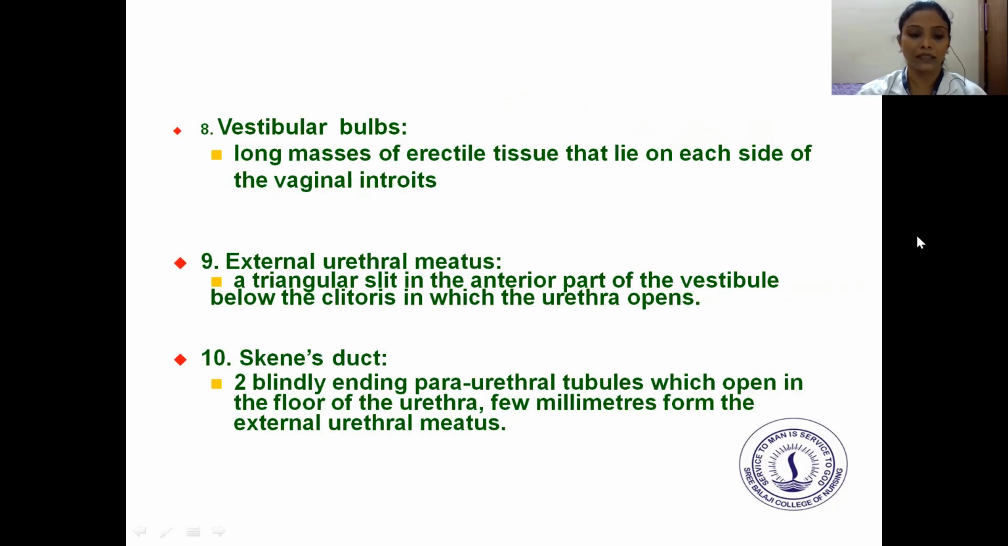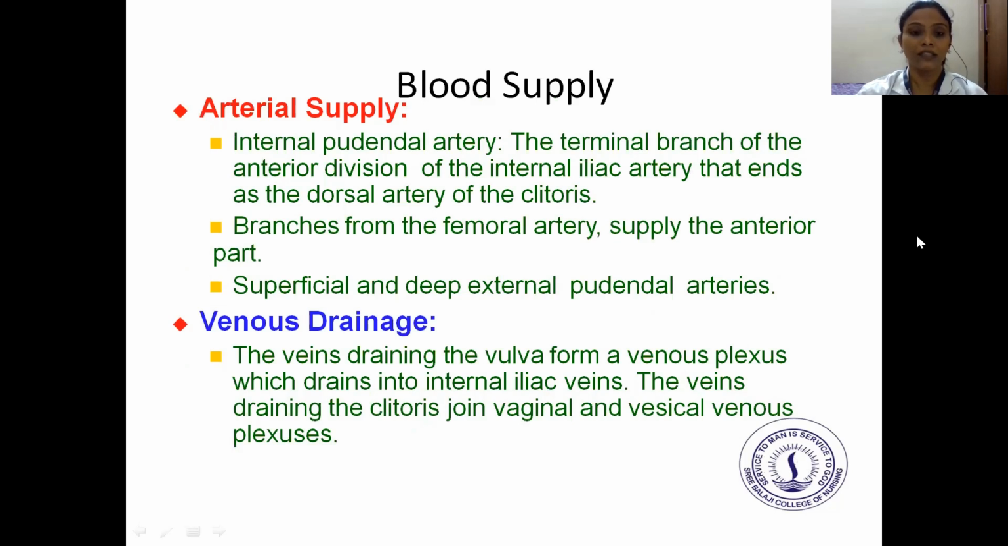Next is the Skene's duct. They are blindly ending paraurethral tubules which open in the floor of the urethra a few millimeters from the external urethral meatus. This is the external genitalia.